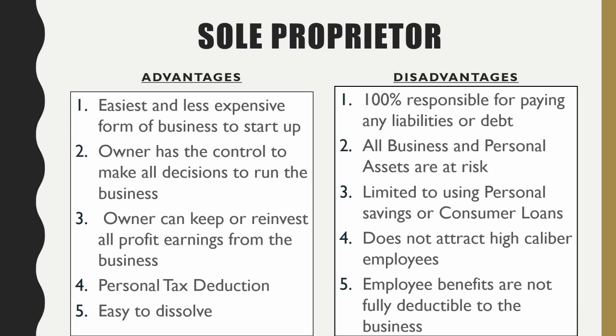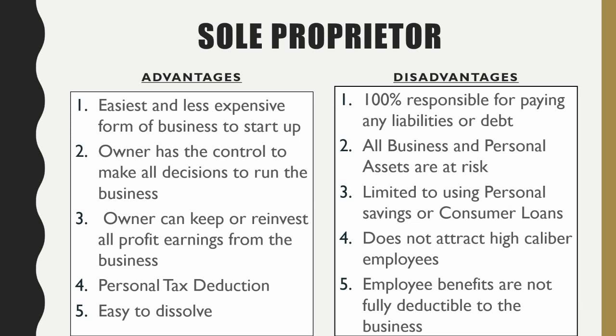And last but not least, it is the easiest to dissolve. Close up your bank account, tell the IRS that you are no longer a business. Boom, you're done. There's nothing you need to do except for liquidate your assets, of course. But other than that, easy to dissolve. If you don't want to do a business anymore, you're able to opt out very easily.